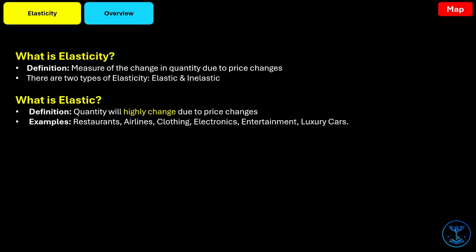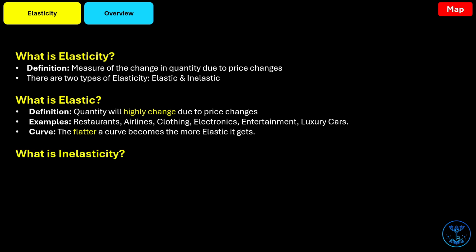Examples of this include restaurants, airlines, clothing, electronics, entertainment, and luxury cars. If prices go up, then the quantity of these examples will go down. If prices go down, then the quantity of these things will go up. More people will want to go to restaurants, more people will want to go to airlines, and more people will buy clothes if the prices are lower. So the flatter the curve becomes, the more elastic it gets. So visually you could see if it's flatter than usual, or if it's flatter compared to the others, then it is more elastic.